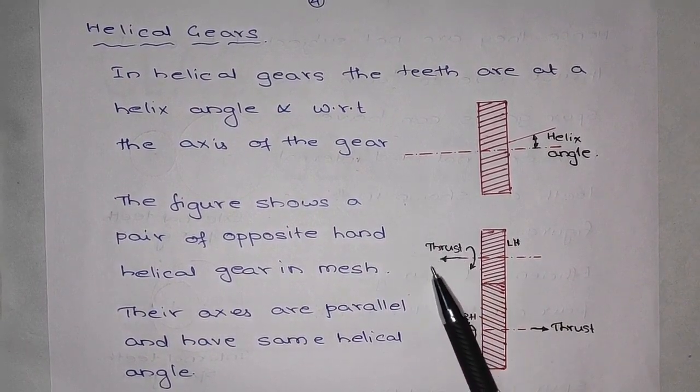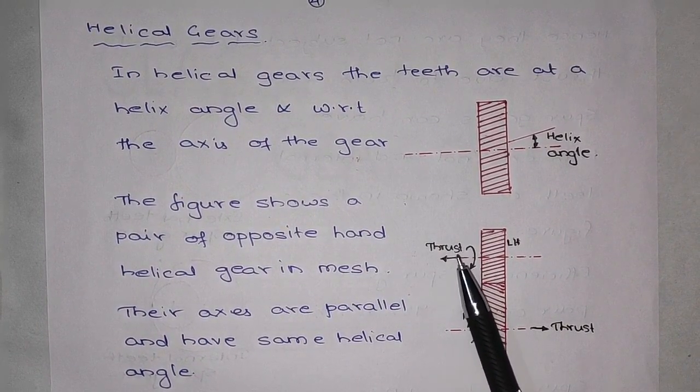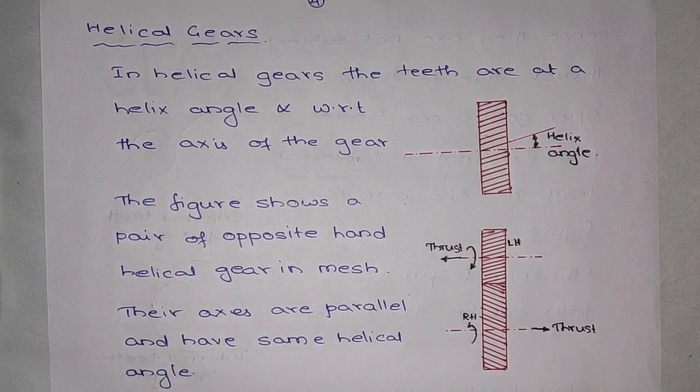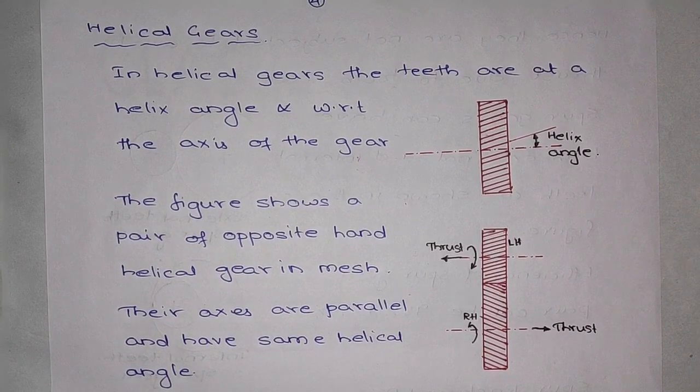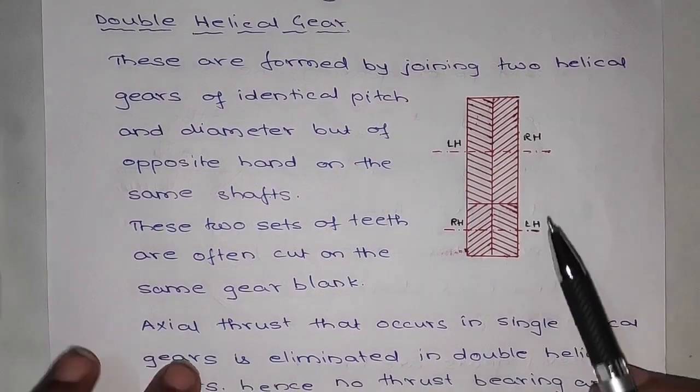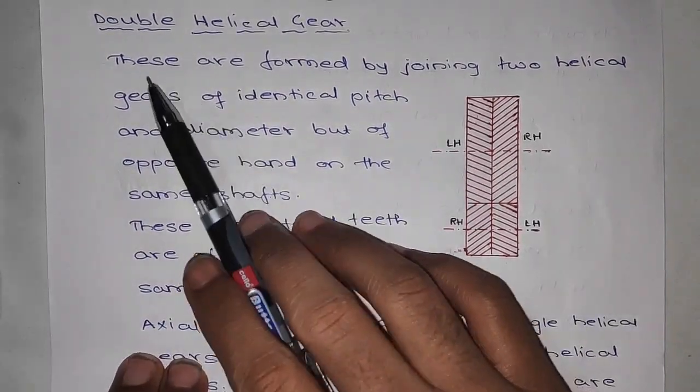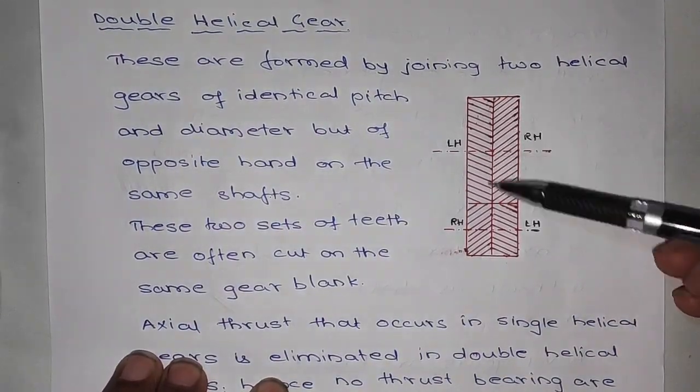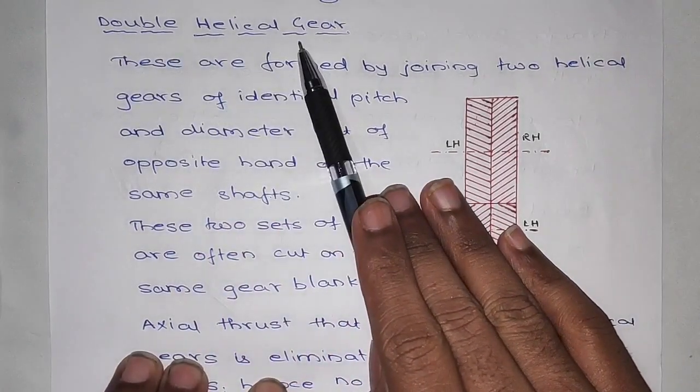So to overcome this axial thrust in the helical gears, there is a slight modification in the helical gears, and that forms the next type of gears. So we shall see the next type of gear. To overcome this axial thrust, two helical gears are combined together forming a double helical gear.